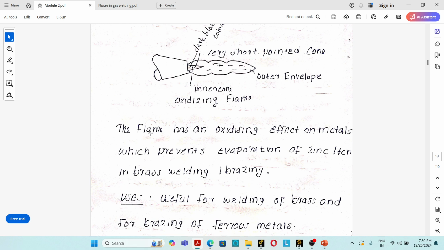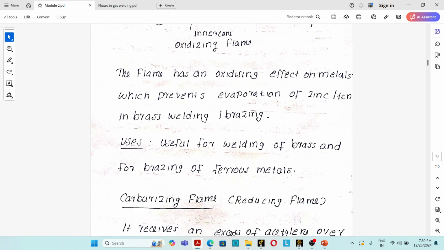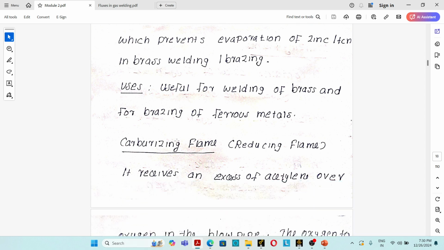The oxidizing flame has an oxidizing effect on metal which prevents evaporation of zinc or tin in brass welding or brazing. So it has high application. Oxidizing flame has high application in brass welding, brazing, etc. So it is useful for welding brass and for brazing ferrous material. That's one of the main applications of the oxidizing flame.